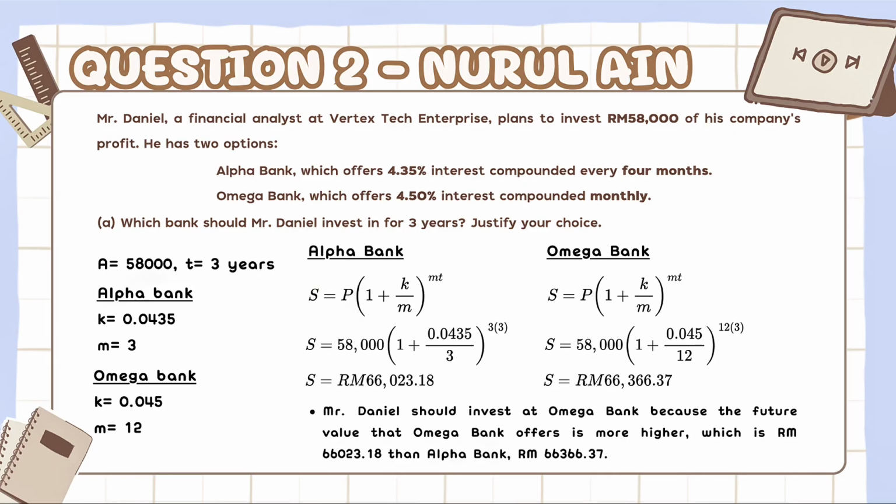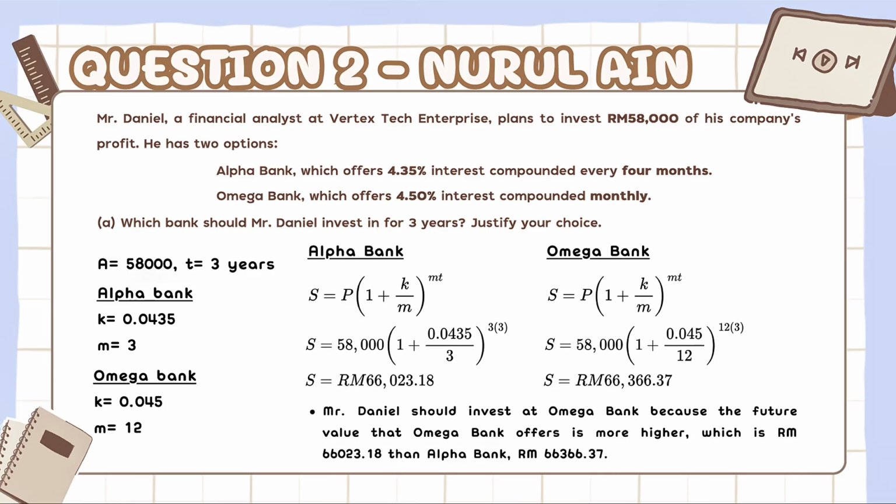For Omega Bank, using the S formula, we will substitute P equal to 58,000, K equal to 0.045 as it was the interest of Omega Bank, M equal to 12, compounded monthly, T equal to 3, the years of the investment. The answer that we will get is RM 66,366.37 cents.